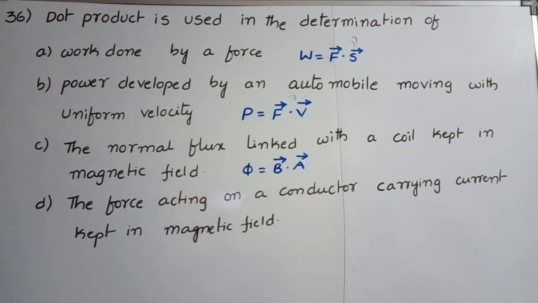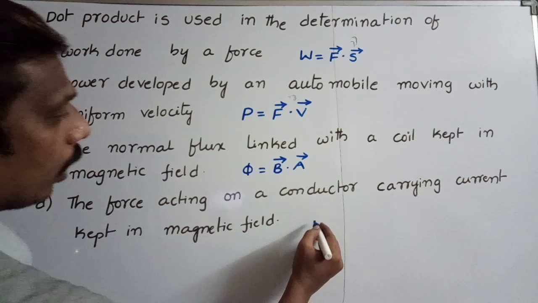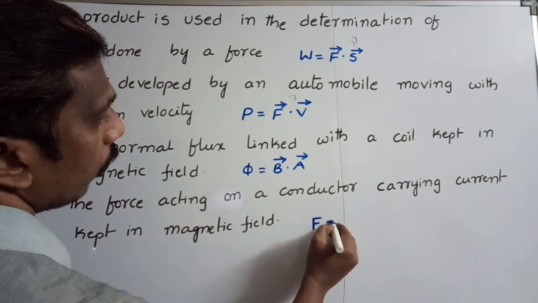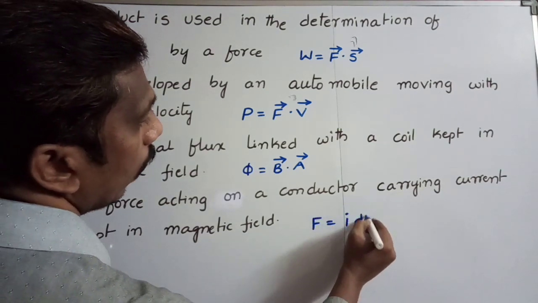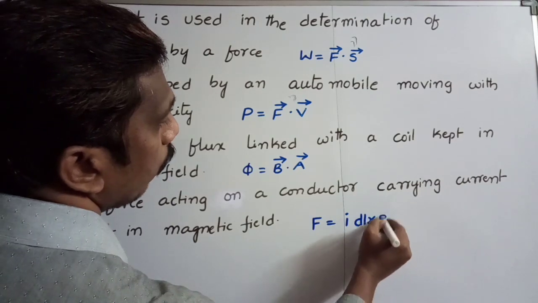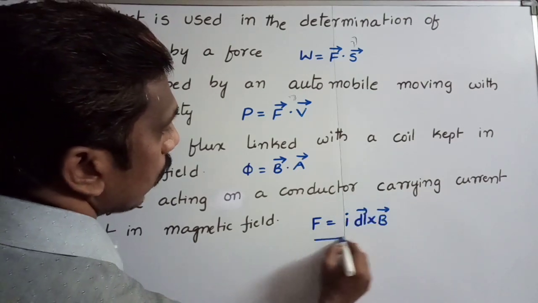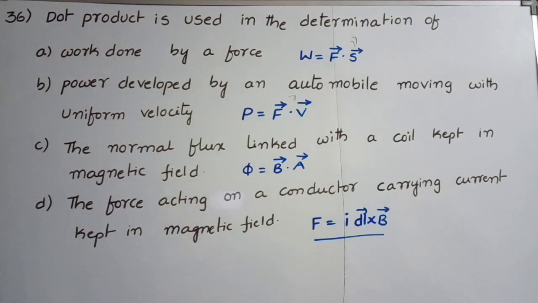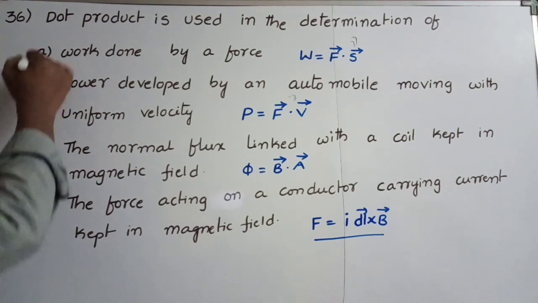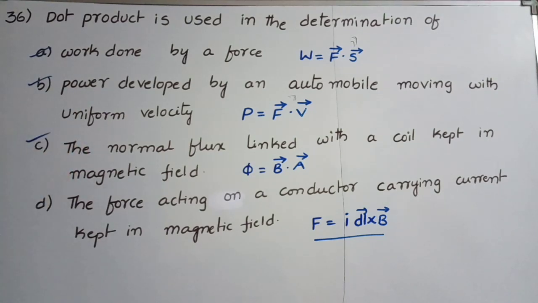Here also we are using dot product. And the force acting on a conductor carrying current kept in a magnetic field. Here the formula is F is equal to I into dl bar cross B bar, so in this case we are using a cross product. In the remaining three situations we are using dot product. So A, B, C are the correct options.